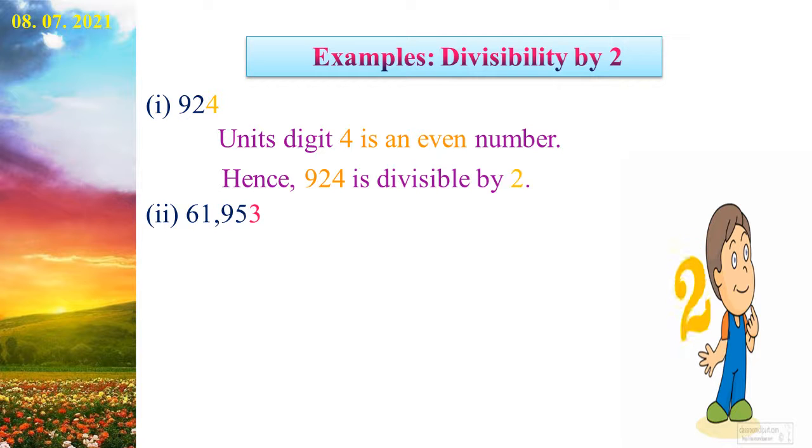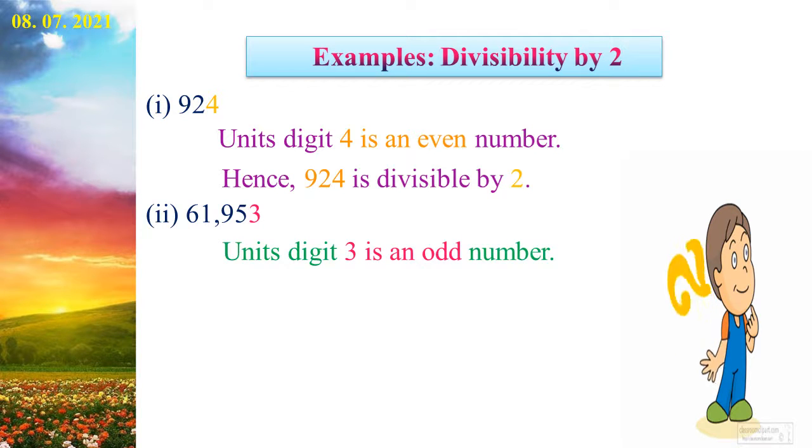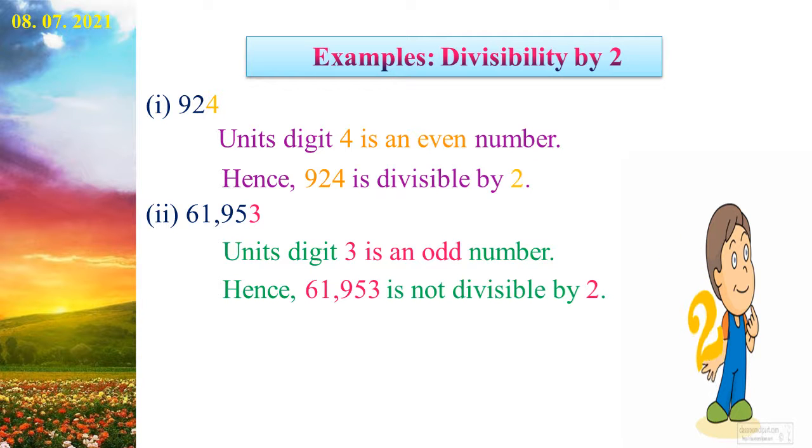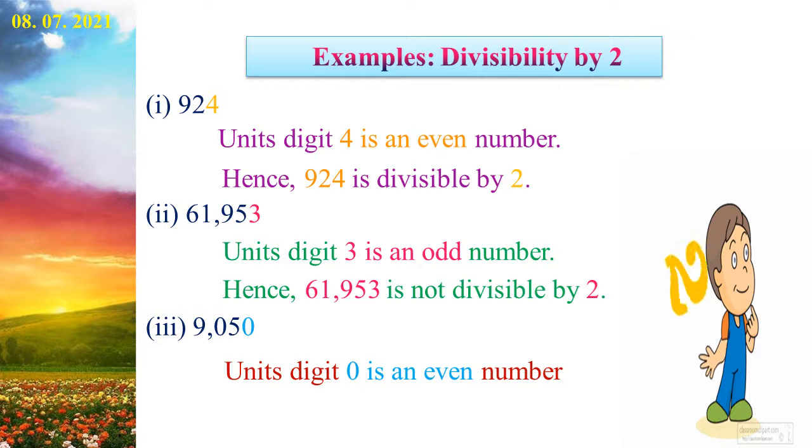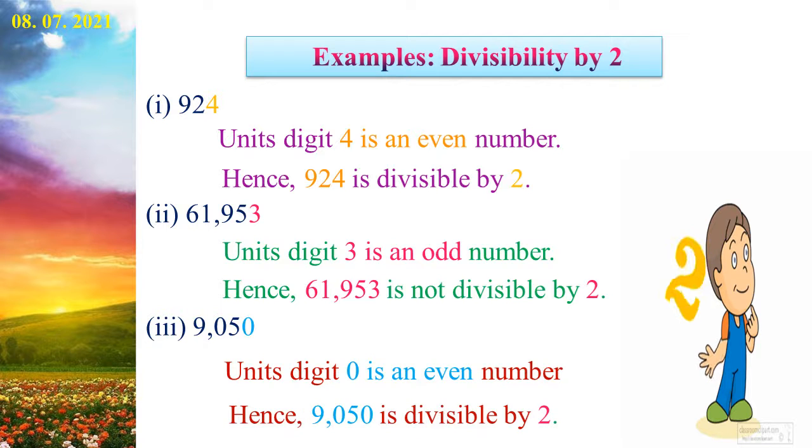Look at another number, 61,953. Here, units digit is 3. 3 is not an even number. 3 is an odd number. Hence, 61,953 is not divisible by 2. Let's see one more example. 9,050. Here, units digit is 0. 0 is an even number. So, 9,050 is divisible by 2.